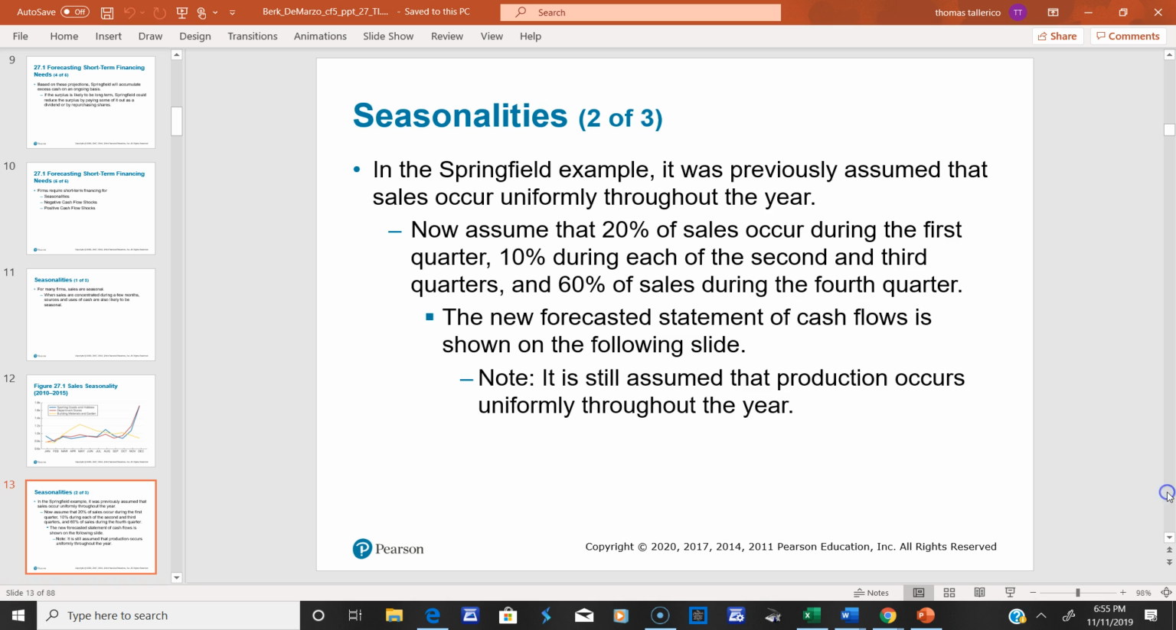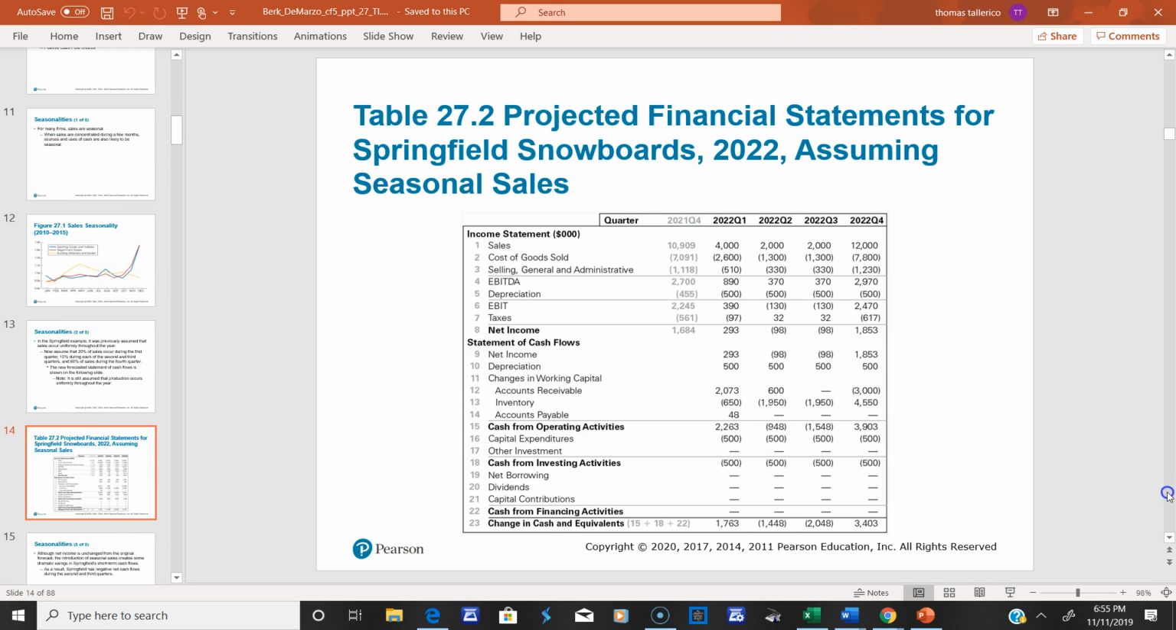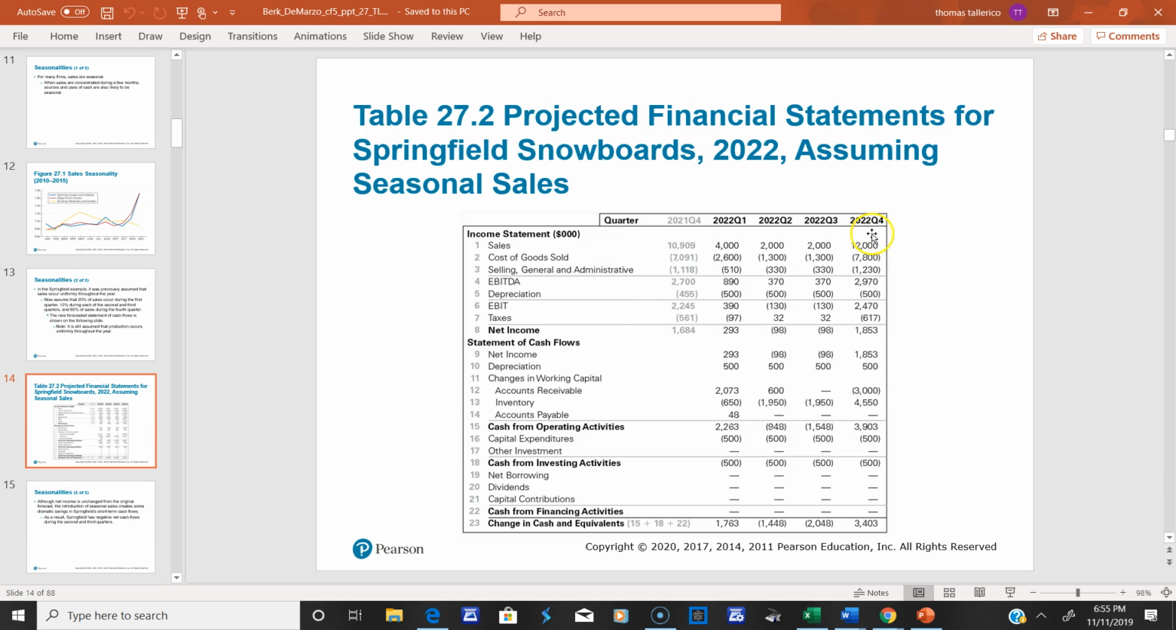But now sales are going to vary, and you can see how sales are varying here, right? Here's sales varying, and the cost of goods sold is varying, and everything now is more realistic, right? And you can see now the net income will change. The depreciation is a little different. It's constant here, but different here.